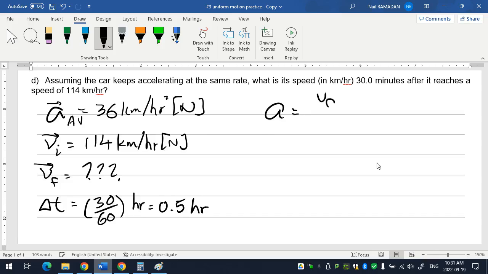A equals VF minus VI over delta T. What am I missing from this equation? What am I missing on top of so many symbols? The arrow. But what did we just say? Are we going to ditch the directions? Yes, we will. Also, could we also ditch the units now?